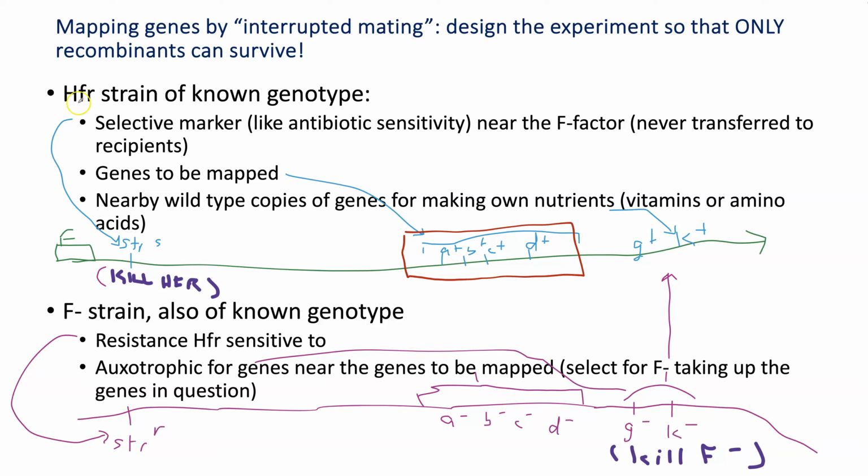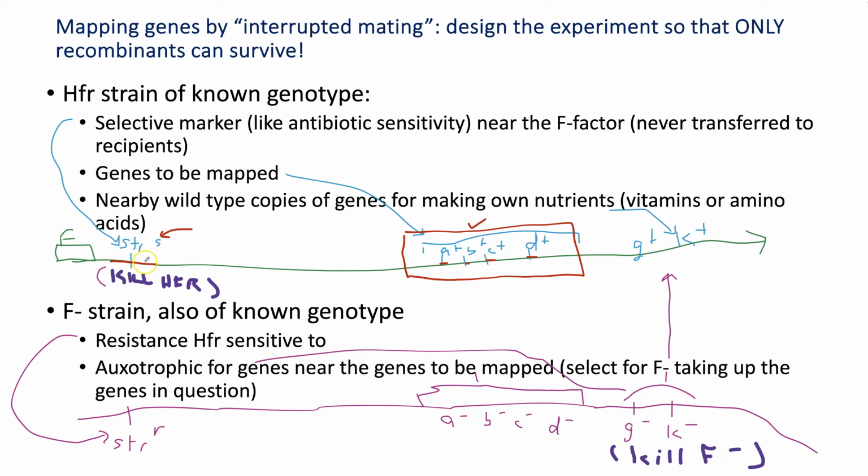But then we also need a selective marker. So we want to have on the HFR strain something like a sensitivity to an antibiotic, so that we're going to mix HFR and F- cells together. The HFR strain after the mating process is over is still intact. There's nothing missing. And so those cells will be in the culture, and we don't want to count those because if we count them and figure out the genotype, we'll think that all of these genes have been incorporated into the recipient cells, which will not be accurate.